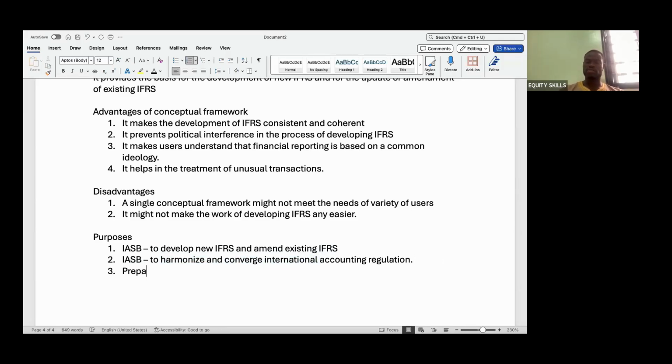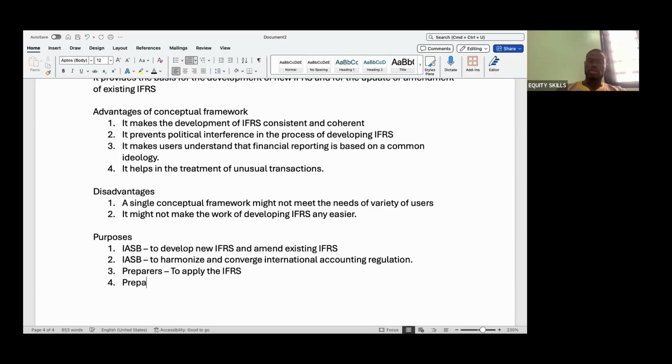Also, it can help management, let me call them preparers of financial statements. It can help preparers of financial statements to apply the IFRS. Okay, preparers, people that prepare financial statements, with the conceptual framework they will understand the IFRS. They will be able to apply it in their work.